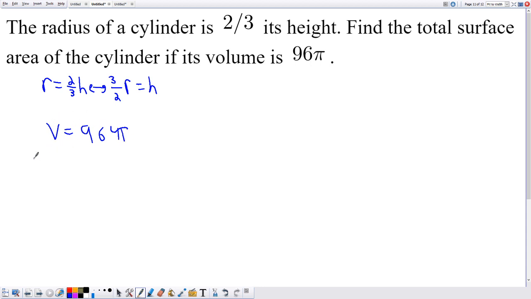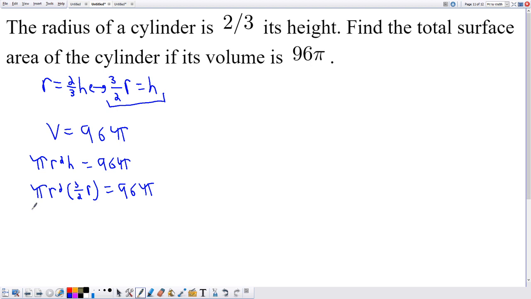Well, volume we know is pi r squared times the height. That must be equal to 96 pi. So that's just the formula for volume. Now, if we replace the height with our term for the radius, we would get pi r squared times, and height is equivalent to 3/2 r, and that must be equal to 96 pi.